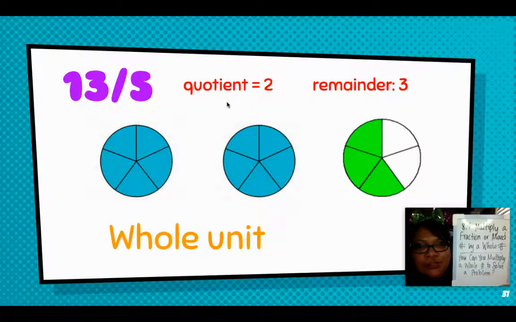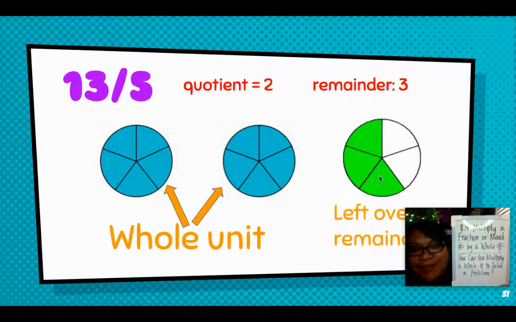The quotient of 2 means that this improper fraction makes 2 whole units. And right here, here's one, here's the other, and then here is the leftover, 3/5, that my giant head is blocking. It's all right, it is what it is.